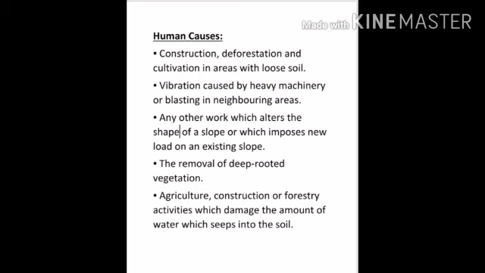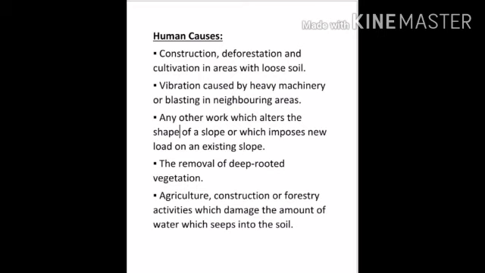The next is blasting of mountains: vibration caused by heavy machinery or blasting in neighboring areas. So let's understand the blasting of mountains. Mountains are blasted for mining or other purposes. Due to the tremor caused by the blasting, the neighboring rocks are broken and cracks develop, resulting in landslide.